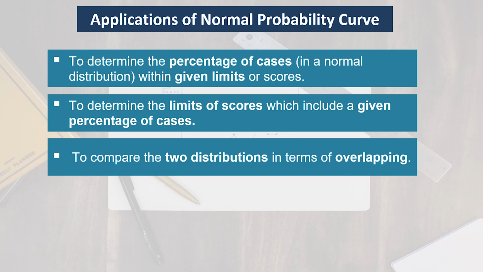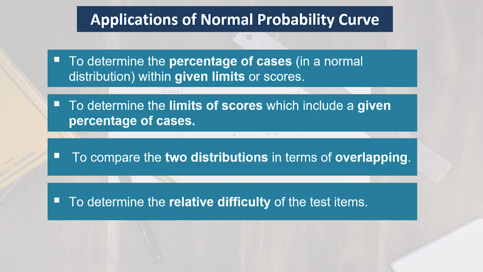Okay, in case there is overlapping, we can also do that. This is also another application of the normal probability curve. The fourth application is to determine the relative difficulty of the test item. So what is the relative difficulty of the test item?